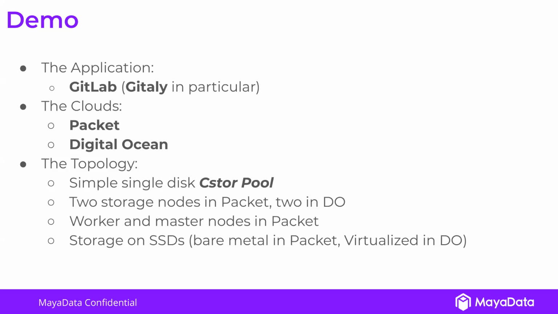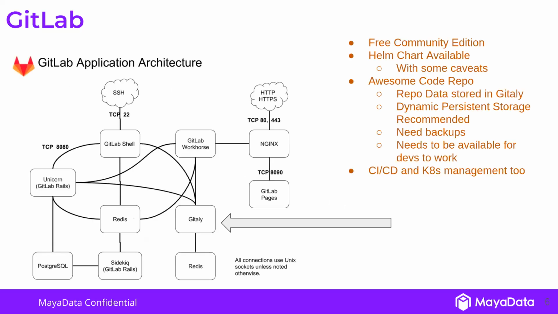As far as the topology goes, each node that we have storage on has a single SSD that's part of a CStore pool, and CStore is one of the storage engines that OpenEBS provides. We have two storage nodes in each cloud, and the way we've set up our CStore storage class, we'll be keeping 3 replicas. So 2 of them will be in one of the clouds, and 1 of the replicas will be in the other cloud. That's about it for infrastructure.